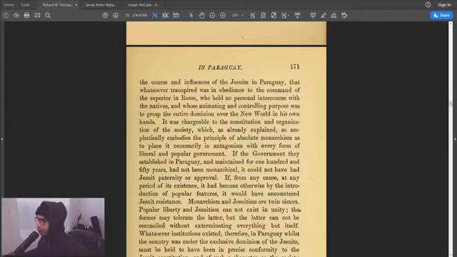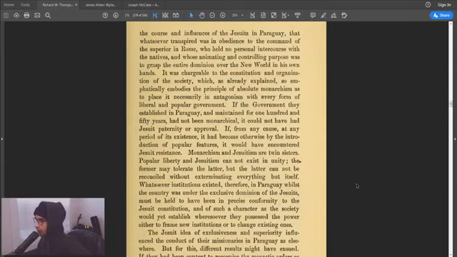If the government they established in Paraguay and maintained for 150 years had not been monarchical, it could not have had Jesuit paternity or approval. If from any cause at any period of its existence it had become otherwise by the introduction of popular features, it would have encountered Jesuit resistance. Monarchism and Jesuitism are twin sisters. Popular liberty and Jesuitism cannot exist in unity. The former may tolerate the latter, but the latter cannot be reconciled without exterminating everything but itself.